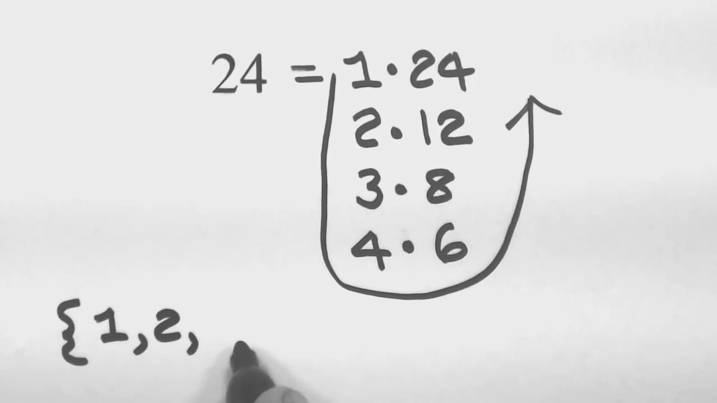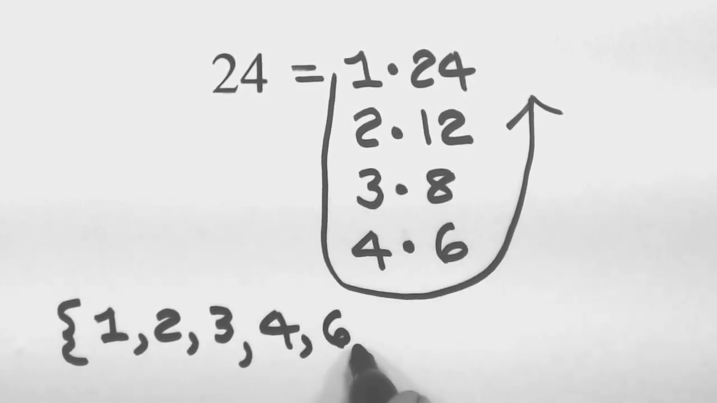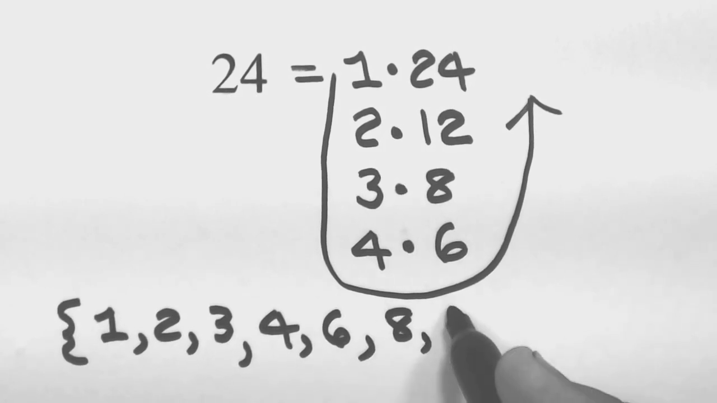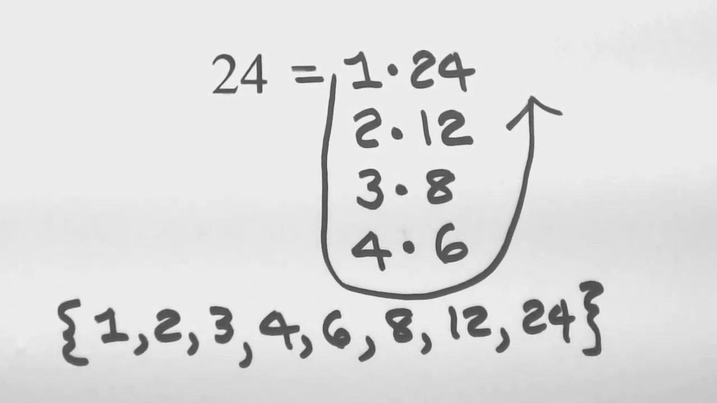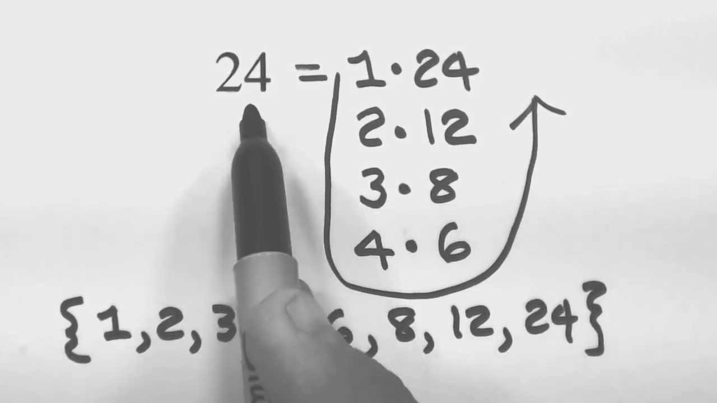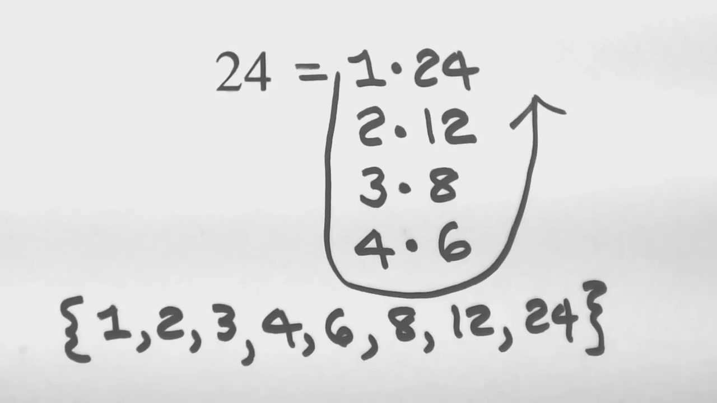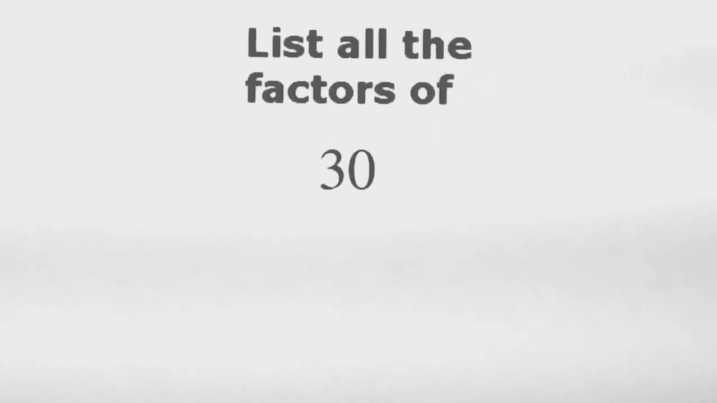1, 2, 3, 4. Then we have 6 and 8, and then 12, and then 24. Okay, these are all the regular factors of 24. There's 1, 2, 3, 4, 5, 6, 7, 8 of them. These are the only numbers that will divide evenly into 24. They are the regular factors of 24. Okay, well, let's look at another example here.